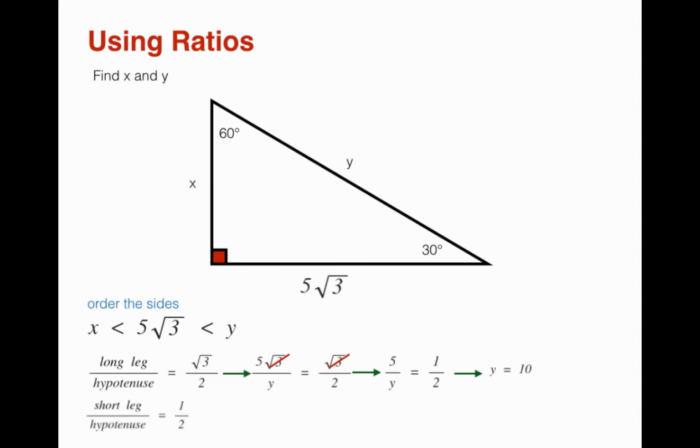Next I use this fact. The short leg divided by the hypotenuse will always be 1/2. This means that x over y must equal 1/2. But I know y. y is 10. So x over 10 is 1/2. Now I cross multiply. x is 5. And now I know all of the sides of the right triangle.